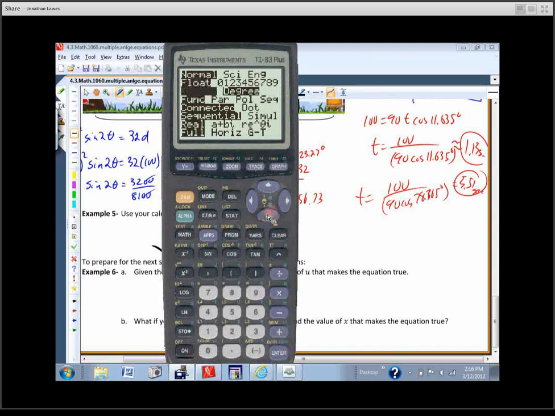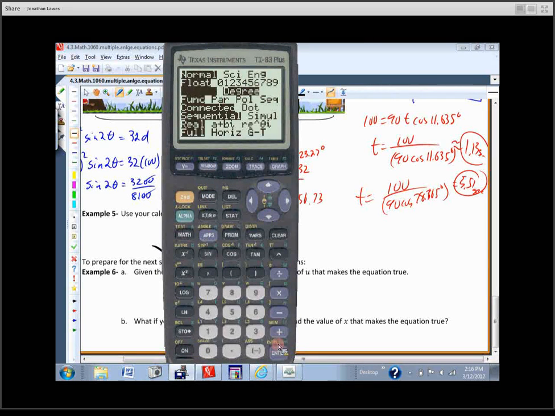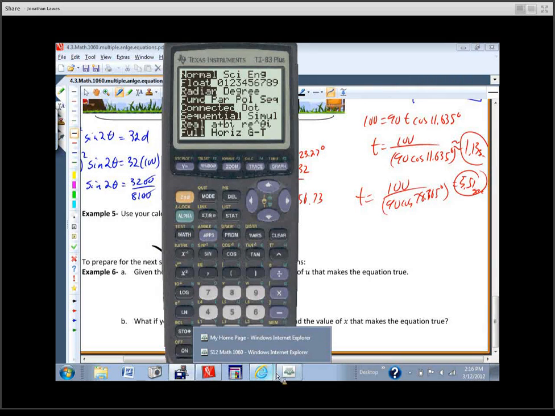So I'm in radian mode. Could you do this problem in degree mode? Okay, Alex says yes, you could do it in degree mode. Anybody say no? You can't, because degrees squared wouldn't make any sense. Okay? All right.